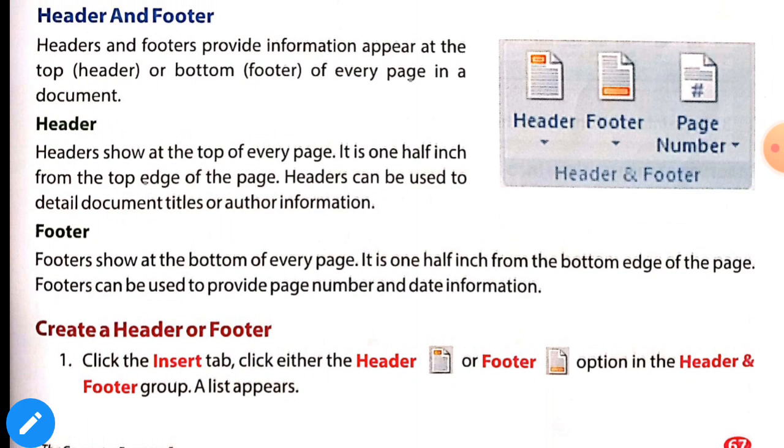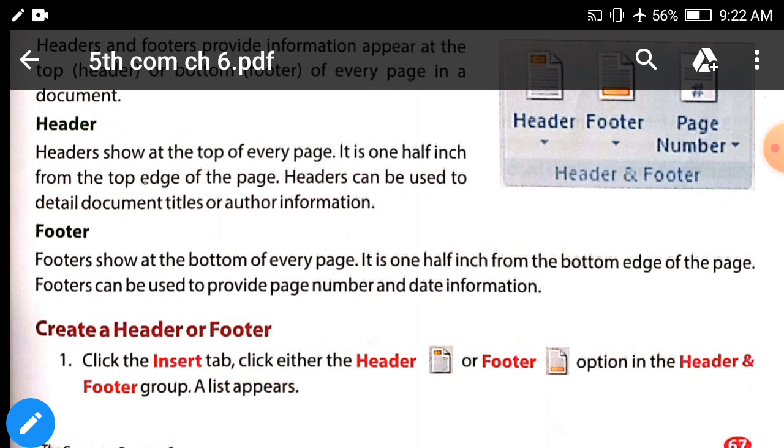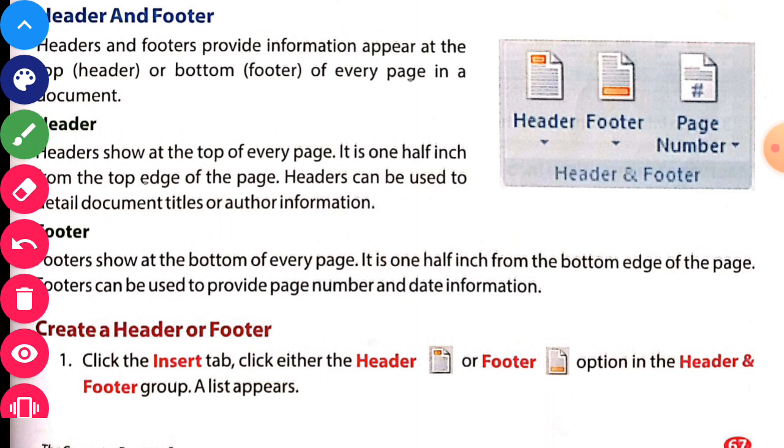Children, headers and footers provide information that appears at the top, or at the bottom, of every page in a document. The information that appears on the top is provided by header, and the information that appears at the bottom is provided by footer. Okay, children. First, let's know about header.